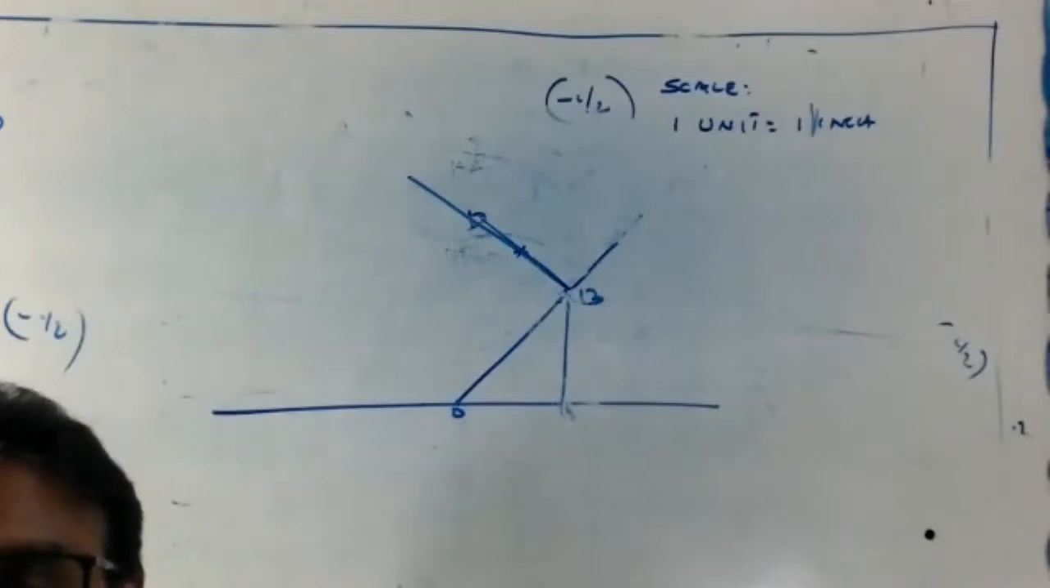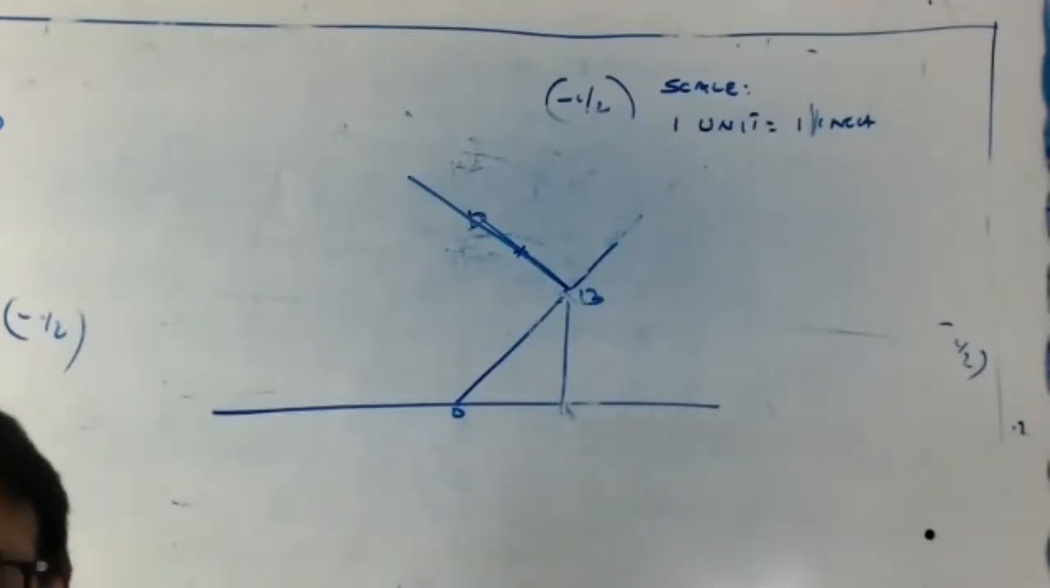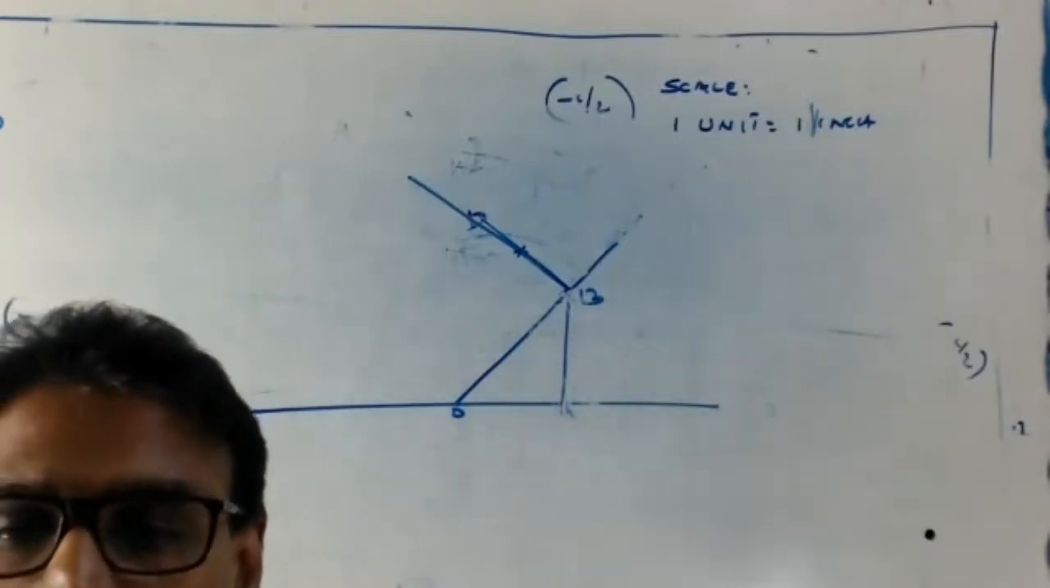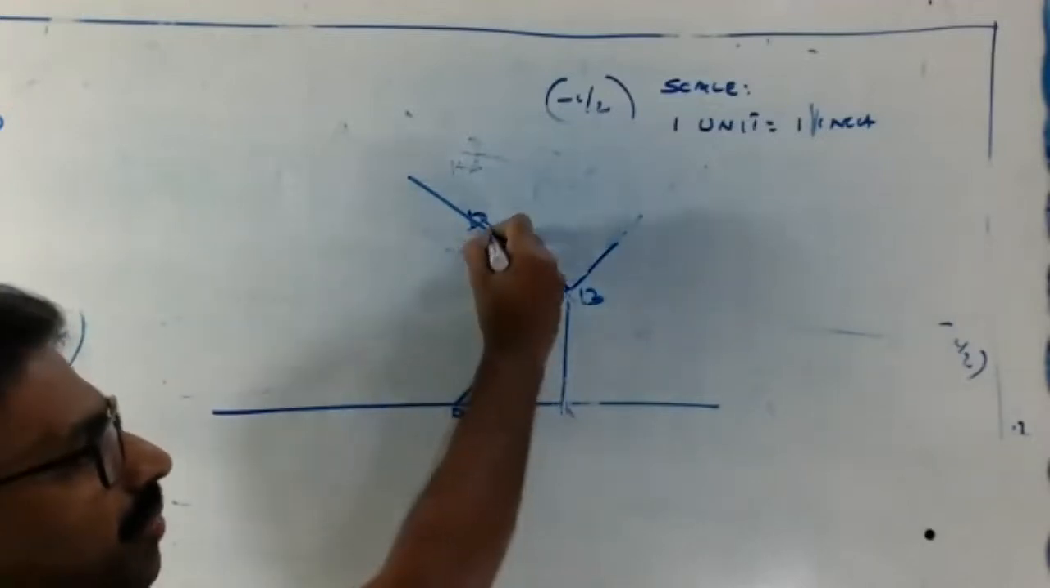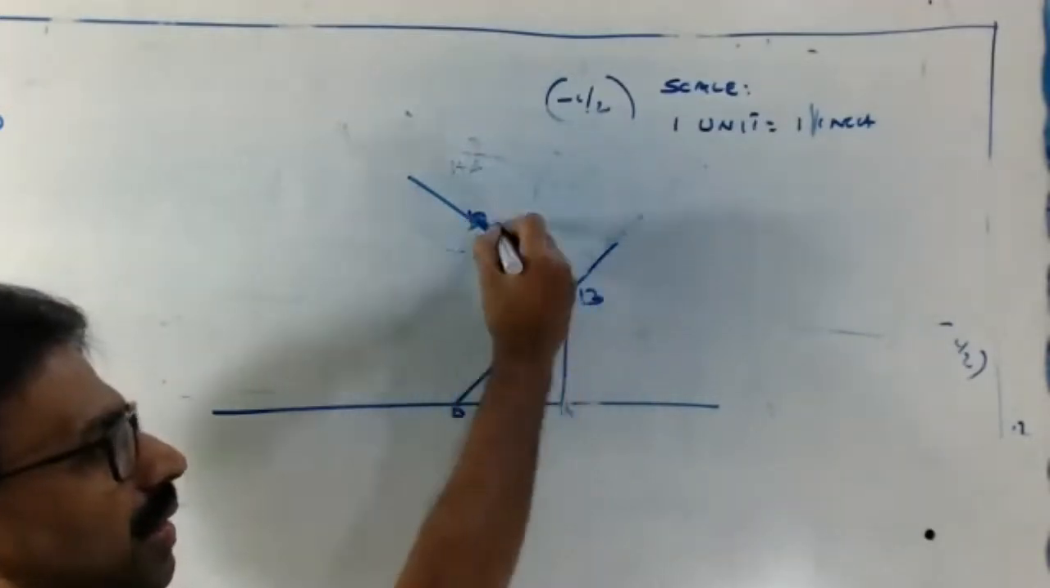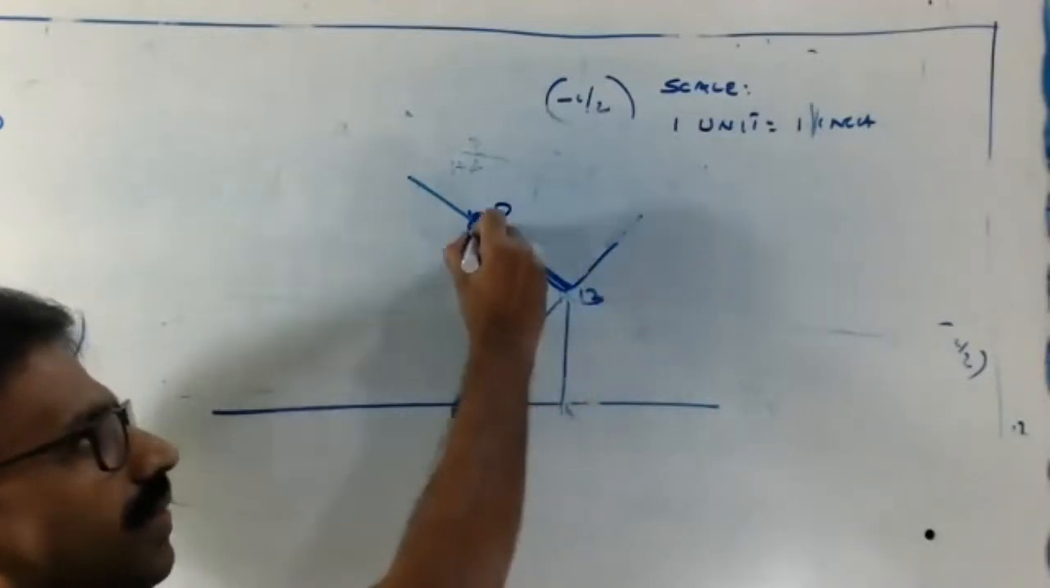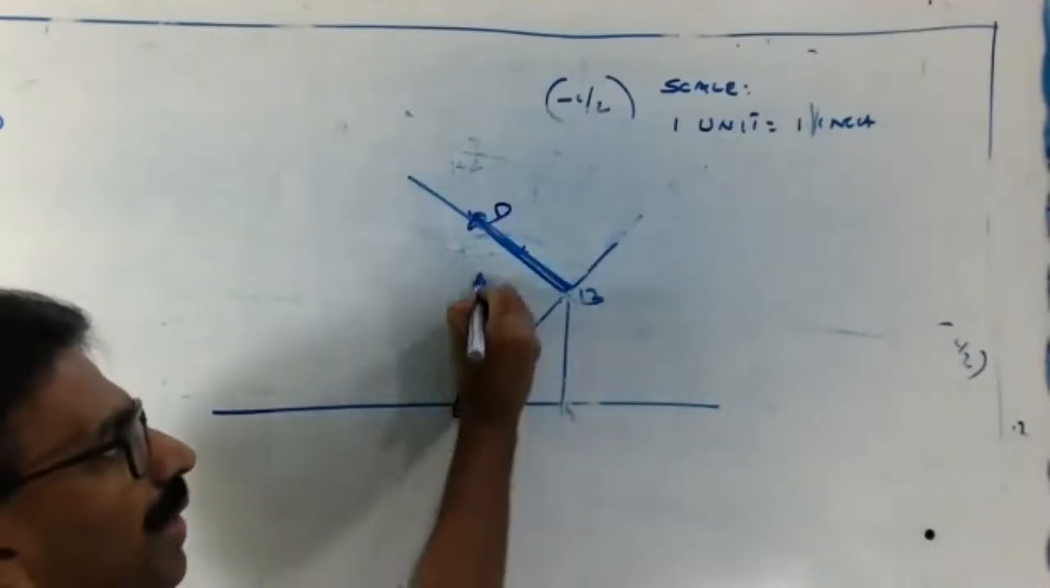You follow this one. After that, take here 1 centimeter, 1 unit here. So that is D. Then join OD.